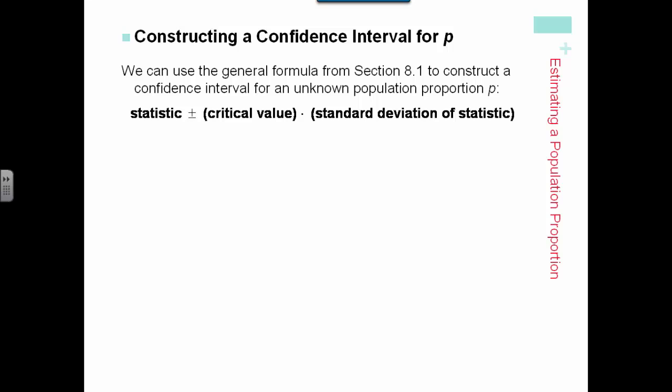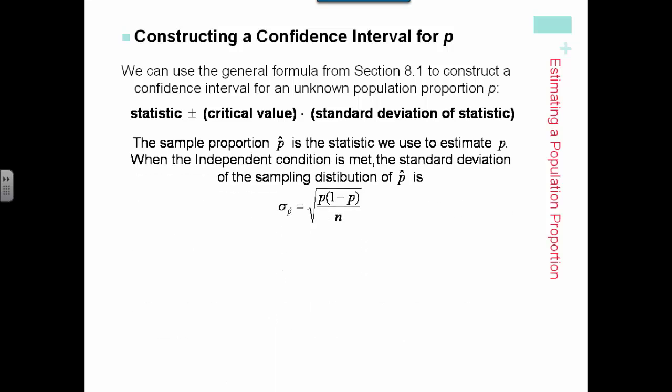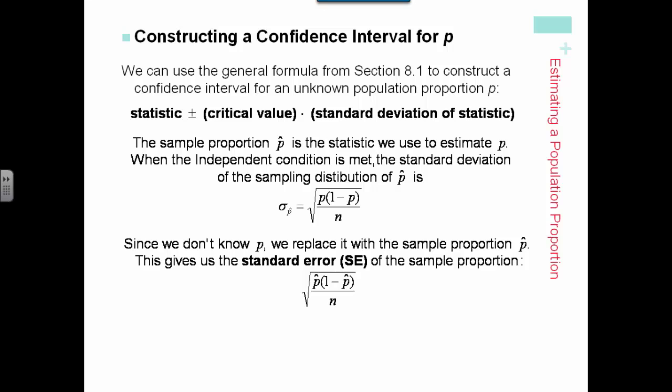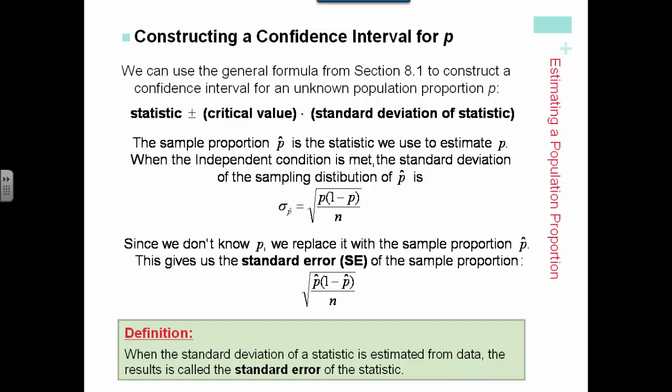We use the general formula from section 8.1 to construct a confidence interval for an unknown population proportion P. The sample proportion P hat is the statistic we use to estimate P. When the independent condition is met, the standard deviation of the sampling distribution is given using our formula. Since we don't know P, we replace it with the sample proportion P hat. This gives us what's called the standard error of the sample proportion. When the standard deviation of a statistic is estimated from data, the result is called the standard error of the statistic.